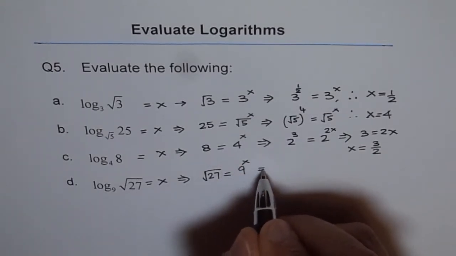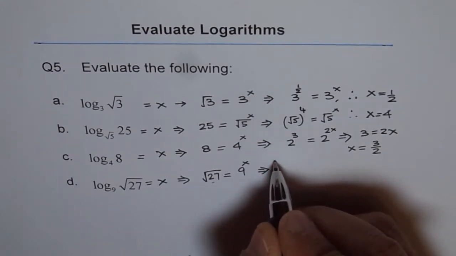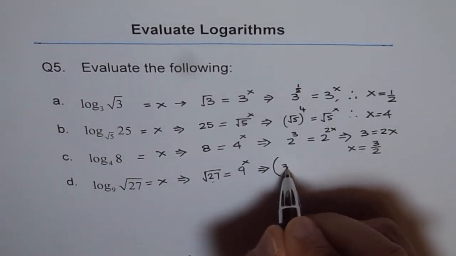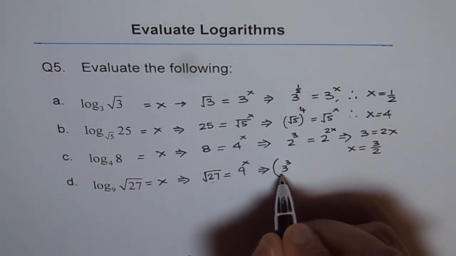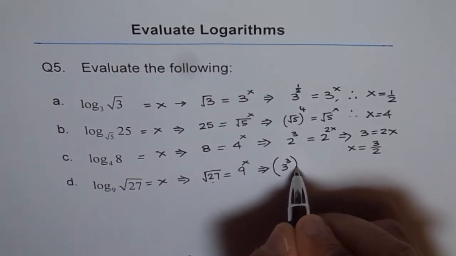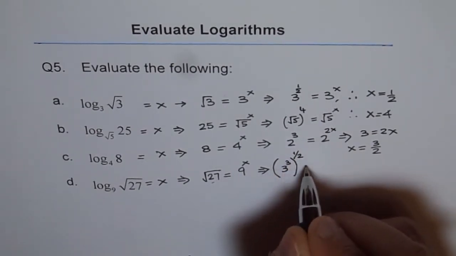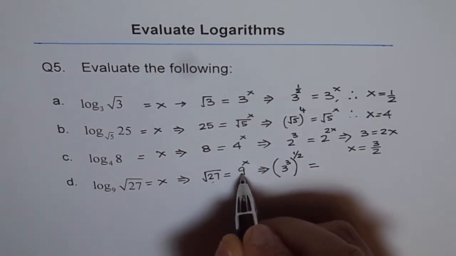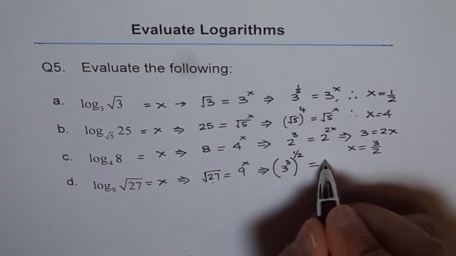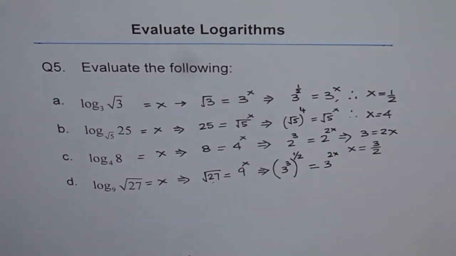So we can write this as, square root means to the power of half. 3 cube is 27. 3 times 3 is 9, 9 times 3 is 27. So that is 27, and square root means half, correct? So 3 cube to the power of half equals 9 to the power of x. And 9 we can write as 3 square, so we'll write this as 3 to the power of 2x. Do you see? Same principle as before.